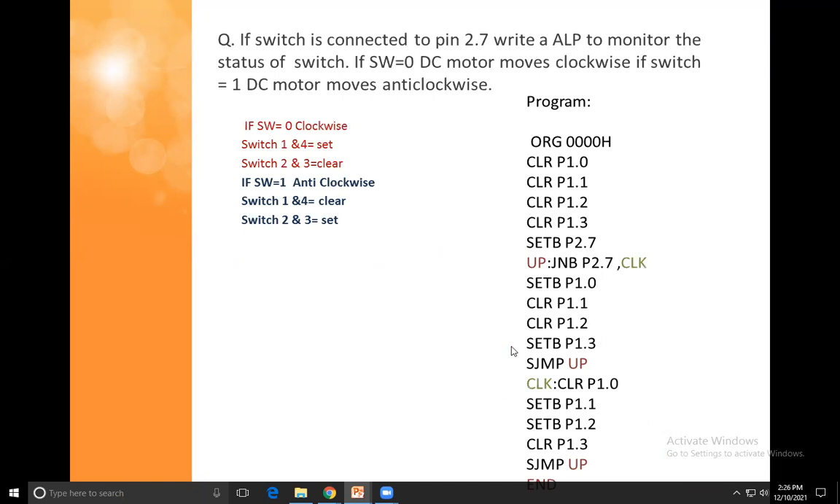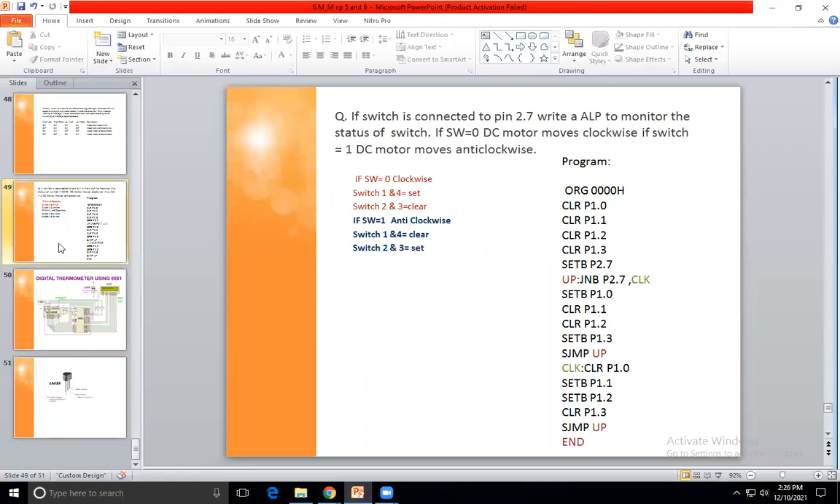See the program which we have to give. If the switch is connected to P2.7, write an ALP to monitor the status of the switch. If the switch is 0, the DC motor moves in the clockwise direction. If the switch is 1, the motor moves in the anti-clockwise direction. Here they are giving, if the switch is 0, clockwise: switch 1 and 4 are set, switch 2 and 3 are clear. If the switch is 1, anti-clockwise: switch 1 and 4 are clear and switch 2 and 3 are set. Let me take this here and we will understand the program.